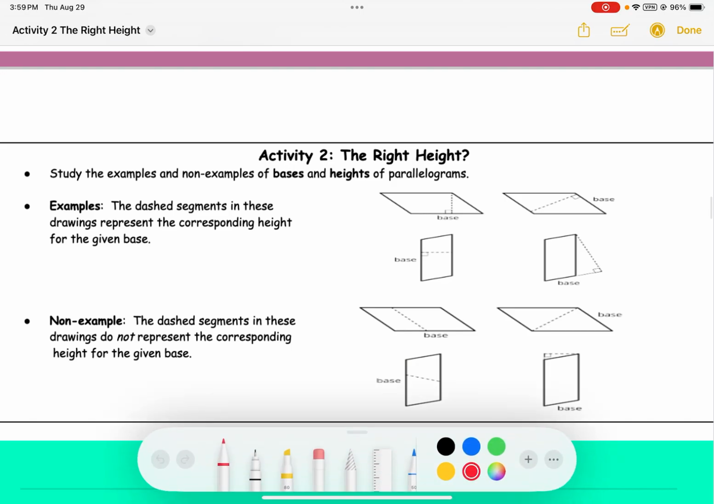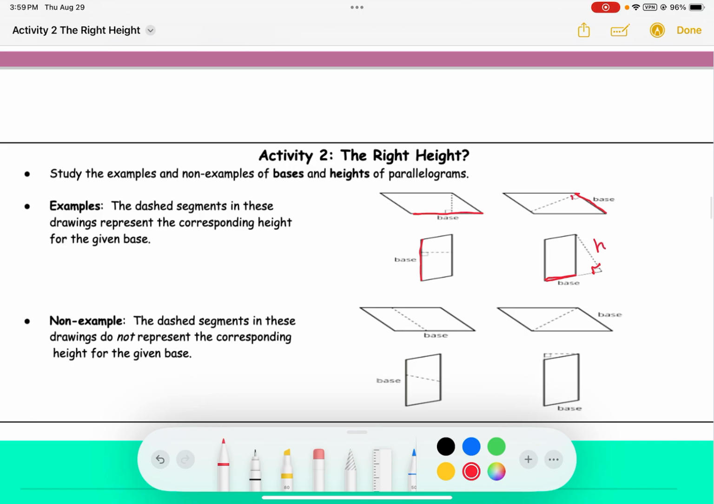So look at this on your paper. Some examples of parallelograms. I'm going to draw a line for the base. So notice any side of the parallelogram could be the base. But what we need to know is what the height is. So if the base were extended and a dotted line was going to the opposite side and it formed a right angle, then that could be the height.